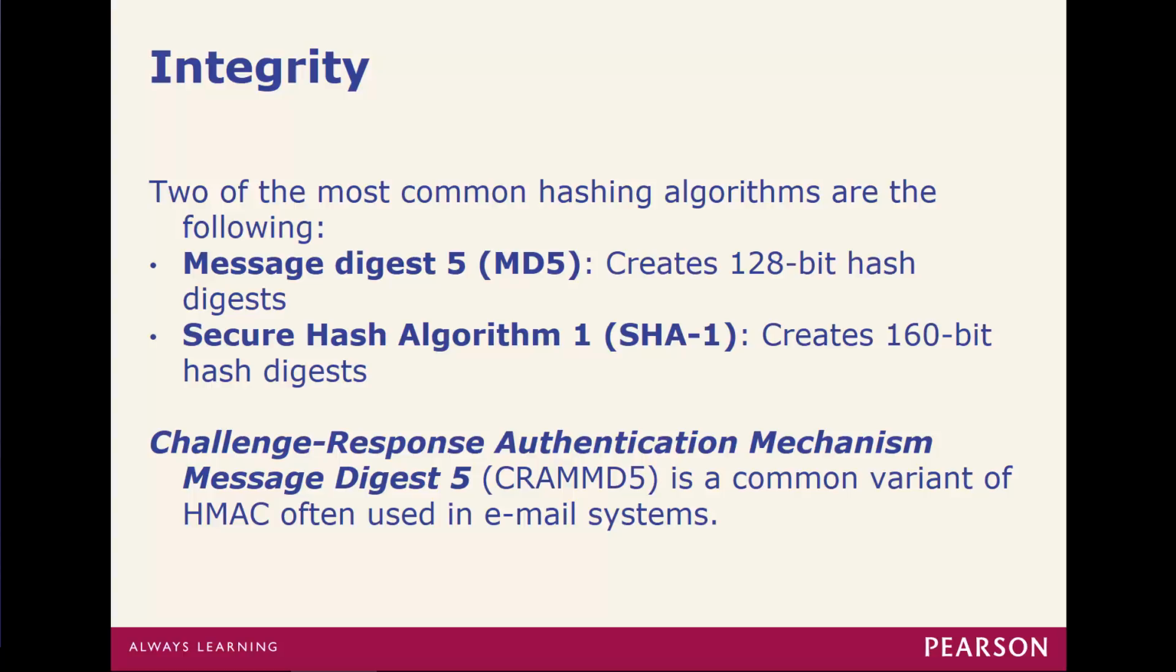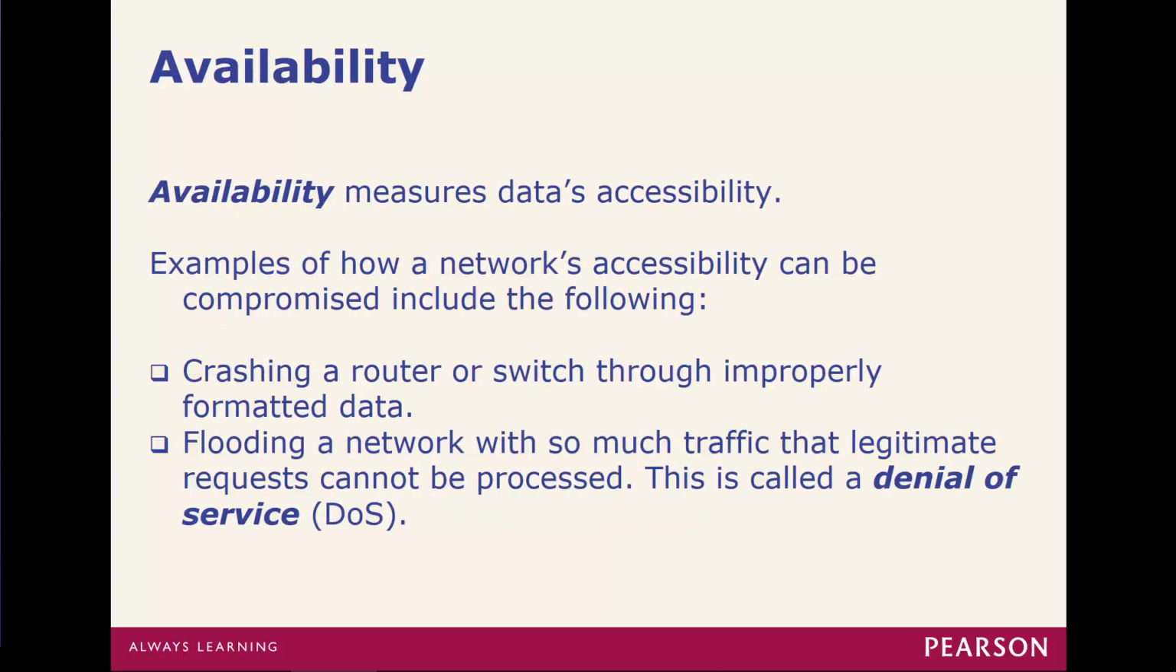Verification that, again, no data was manipulated or modified during transit. Availability basically just measures data accessibility. The point of security is to keep resources available while keeping those that have access to them with access, and those that don't have access to them, or aren't legitimate users, out.